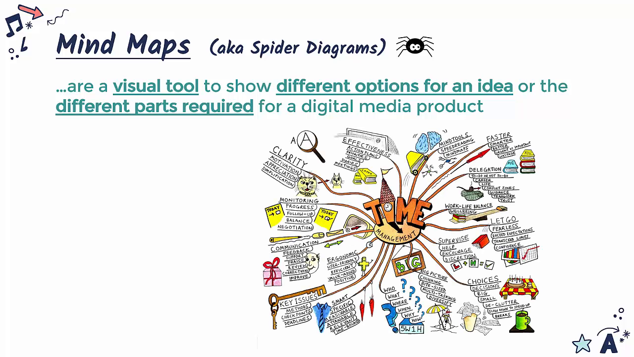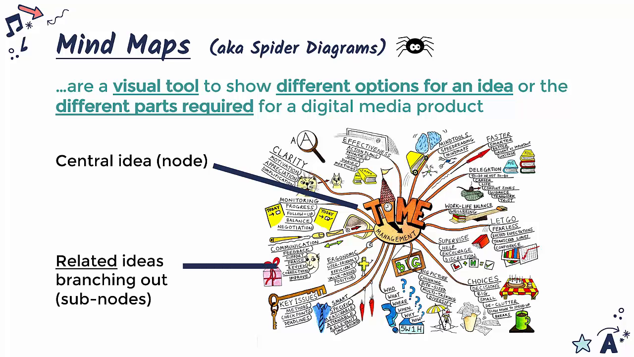Because it's all about connections with mind maps. We have a central idea, we might see it referred to as a central node, and that might be your product, it might be your initial idea, and you'll have branches coming out. So the branches looking like spider legs. And the branches are connected to that central idea, but maybe we'll develop it further or go in different directions.